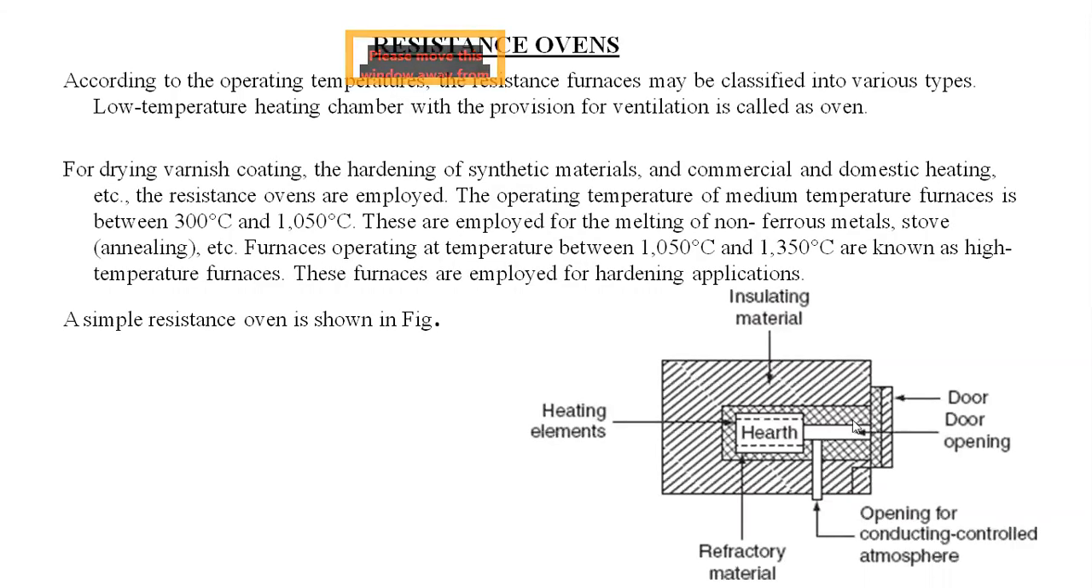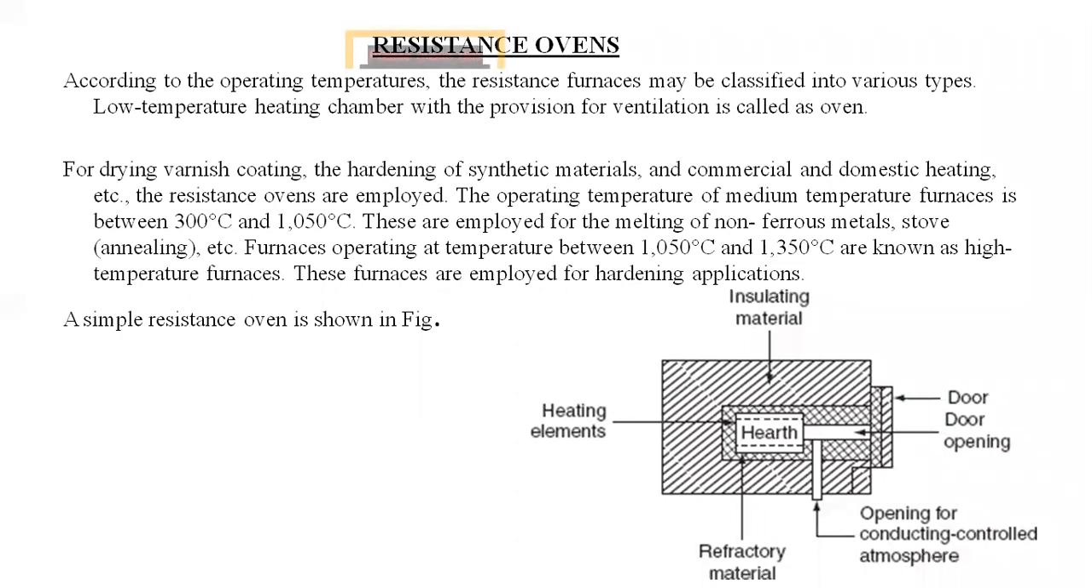Yes, this is an oven, a resistance oven. As I said earlier, depending on the wire you use, we can have high temperatures, about 1000 degrees centigrade. This oven is used for some commercial and domestic heating purposes, so we employ these resistance ovens for medium and high temperatures.